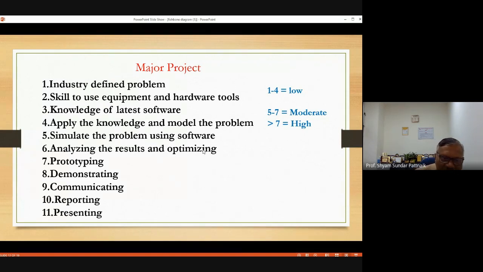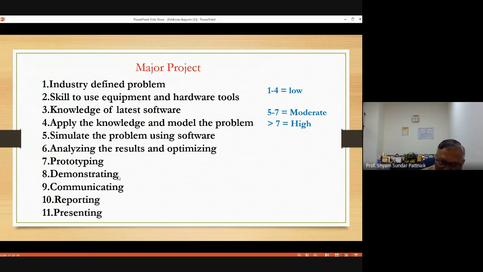Once the optimized design is achieved, then we go for prototyping, making a hardware for that. Once we are doing prototyping, that means I should use my skill of using the tools. I must use the skill of using the equipments. Then only I can create a prototype. Once I create a prototype, then it is now demonstration. I have to demonstrate that prototype, how it is working. So demonstration is also part of that.